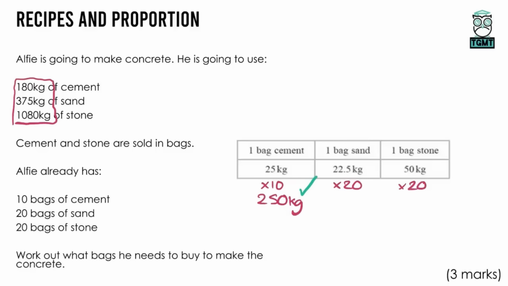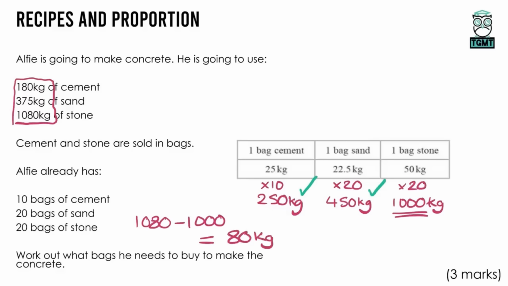On to the next one. 22.5 times 20 is 450 kilograms of sand. We have enough of that. And on to the last one. 50 kilograms times 20 is 1,000 kilograms. Now, he needs 1,080 kilograms, so here is the limiting amount, and he's going to need to buy more bags of stone. So to write out exactly how much we need, 1,080, subtract the 1,000 that we have, leaves us with 80 kilograms of stone that we need to buy.